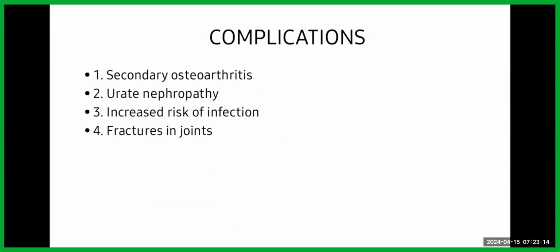So what are those complications that we expect from this? Secondary osteoarthritis, urate nephropathy, and for some reason or the other, they are known to have increased risk of infection. They could also lead to fractures because it's erosive, it can destroy a joint. So fracture is also common in them.